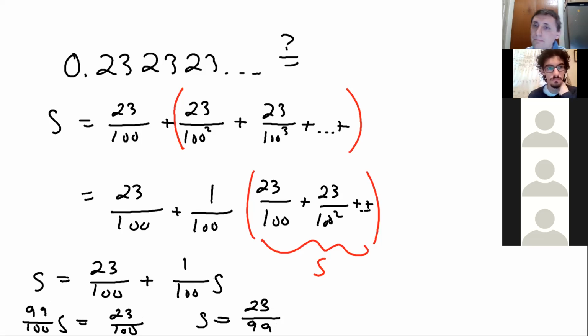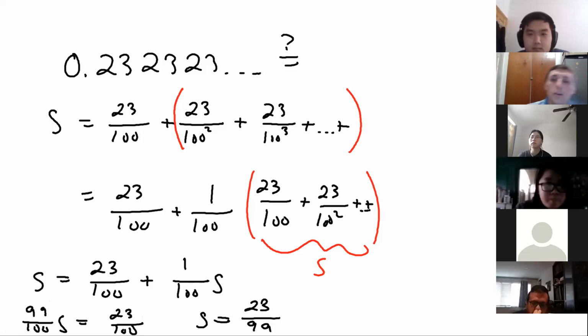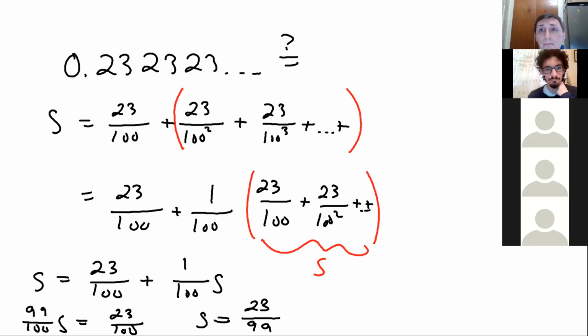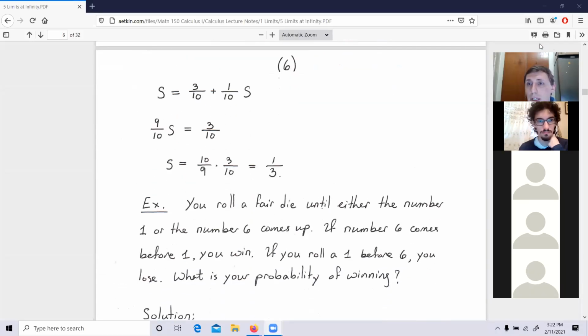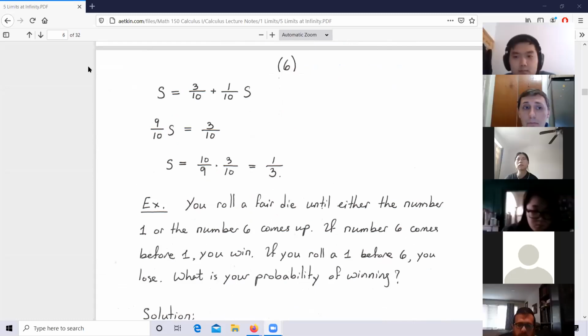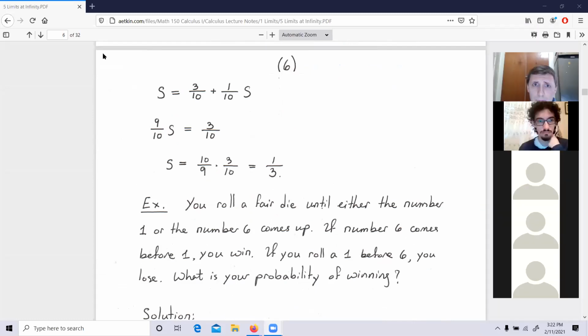Good? It's 23 over 99. So those who said that, that's correct. Good? Do you understand the idea? Yes. Let's see. Now let's do one more example to see how such ideas are important in probability. Very basic example.